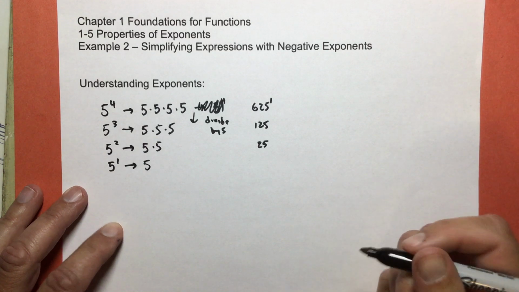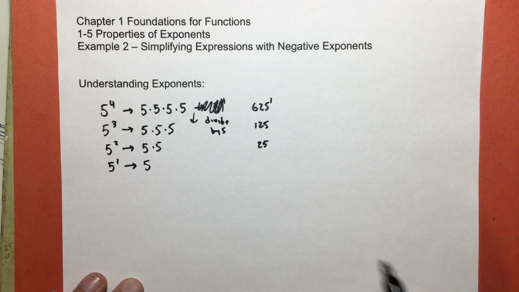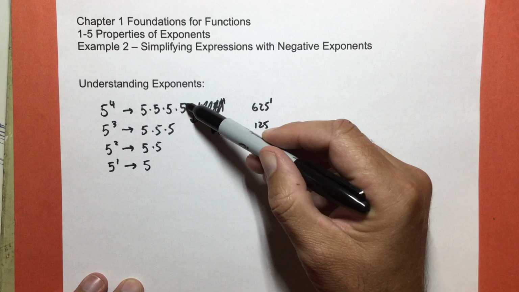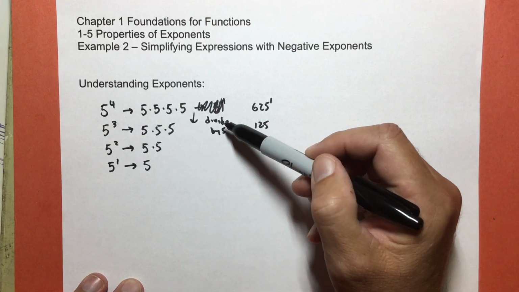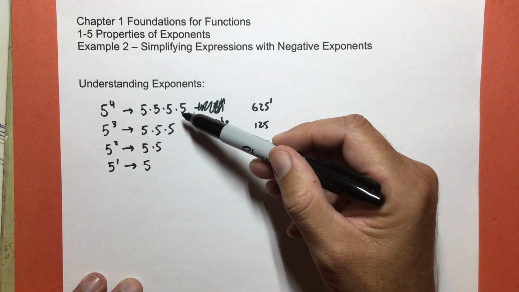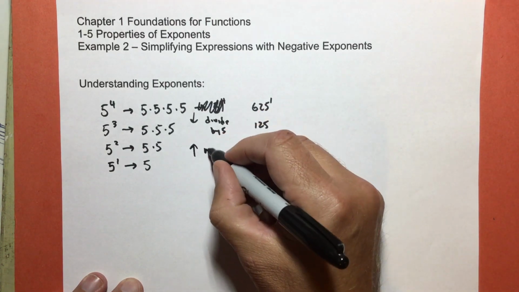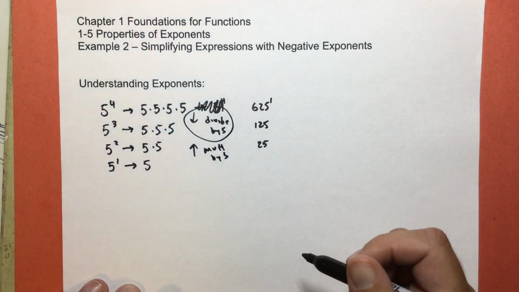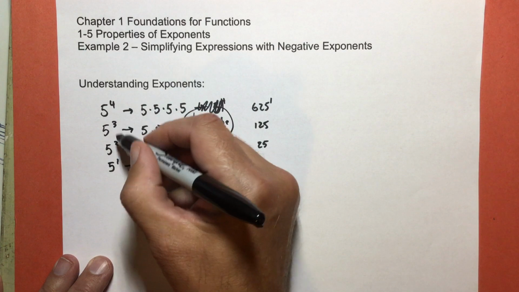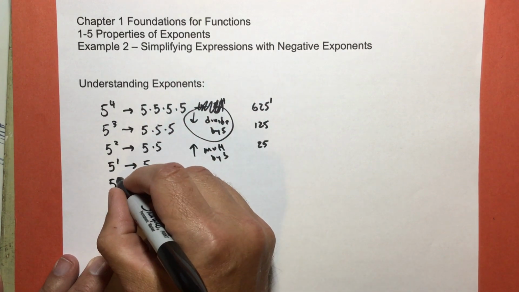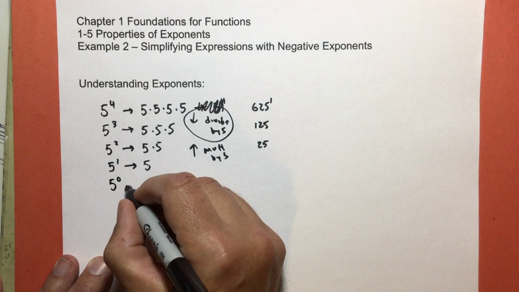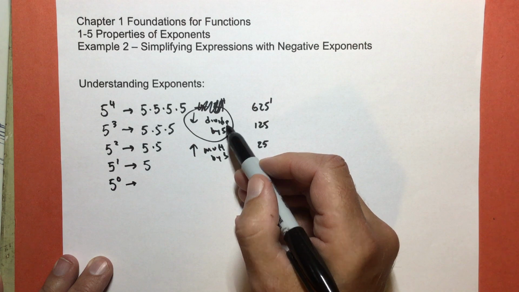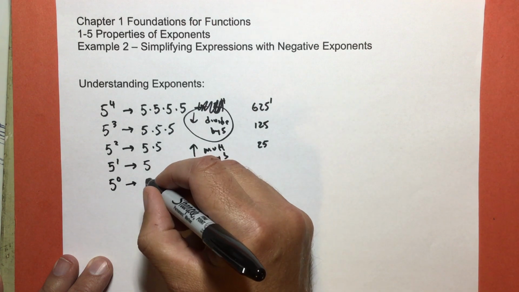Okay, pay attention to what we just did. As I go down 625, 125, 25, to 5, from the bigger numbers to the smaller numbers, I'm dividing by 5. Going the other direction, I'm multiplying by 5. But I want to focus on dividing by 5. So look at the pattern: 4, 3, 2, 1, what's next? 5 to the 0 power. If I follow my pattern, 5 divided by 5 equals 1.